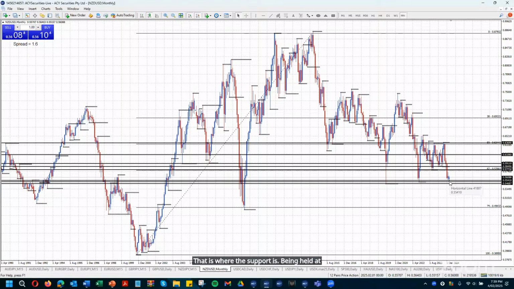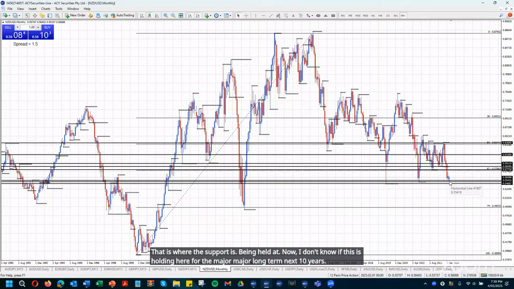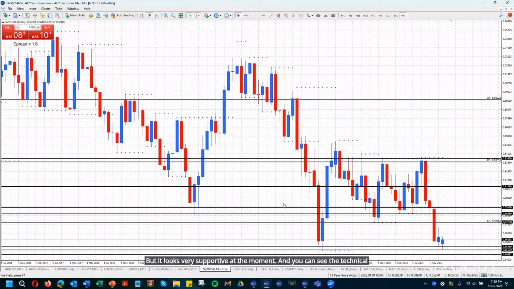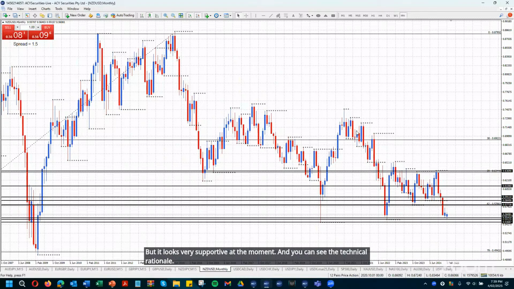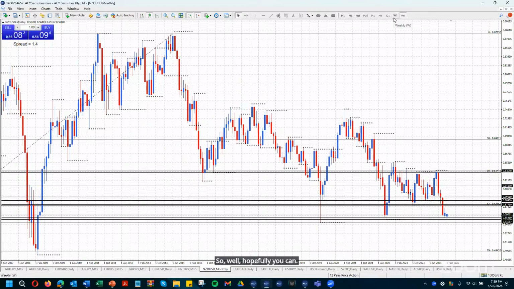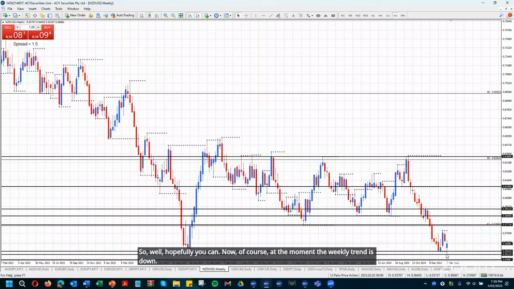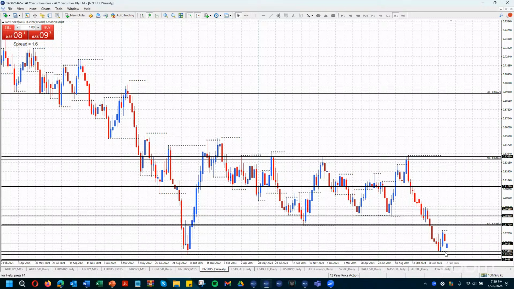Now I don't know if this is holding here for the major long term, next 10 years, but it looks very supportive at the moment. And you can see the technical rationale. So, well, hopefully you can. Now, of course, at the moment, the weekly trend is down. That's a lower top. That's another lower bottom. But we're false breaking, getting support just ahead of major support.